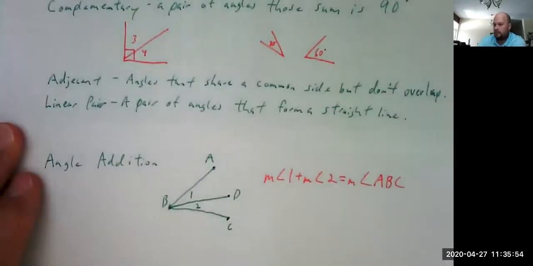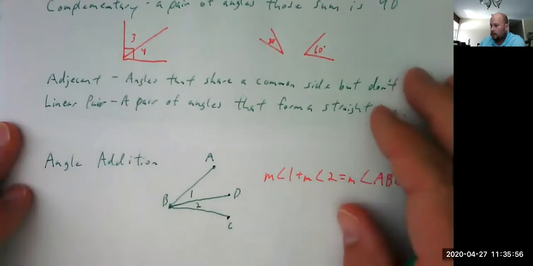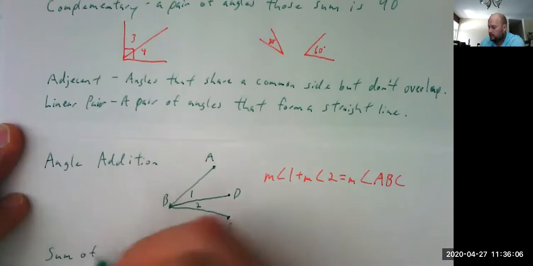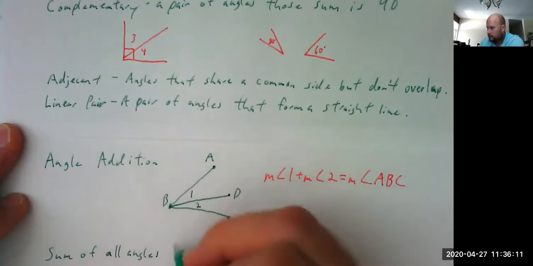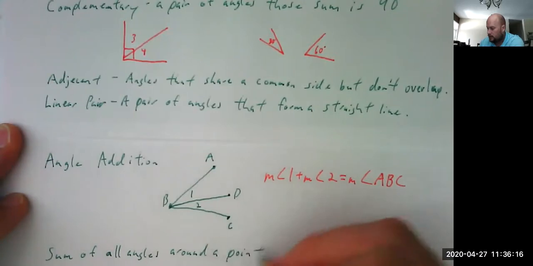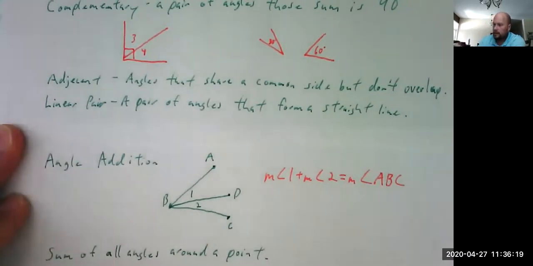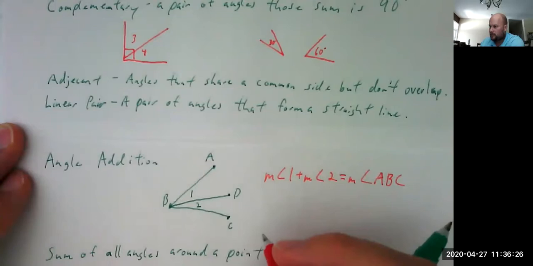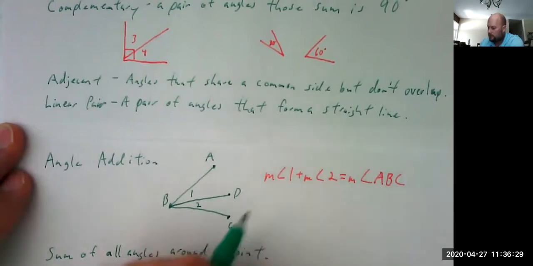Another idea or postulate that you need to know is the sum of all angles around a point. And what you need to know is that around any single point, there's 360 degrees. So all angles around a single point add to 360 degrees.